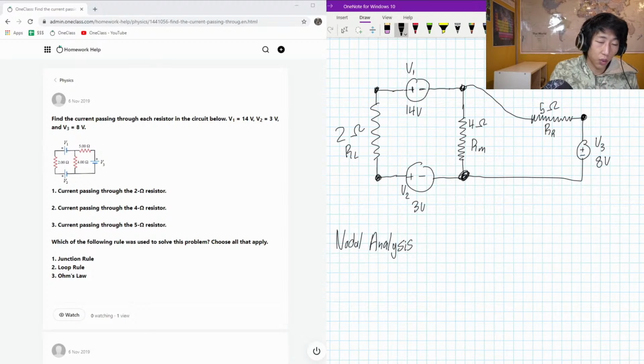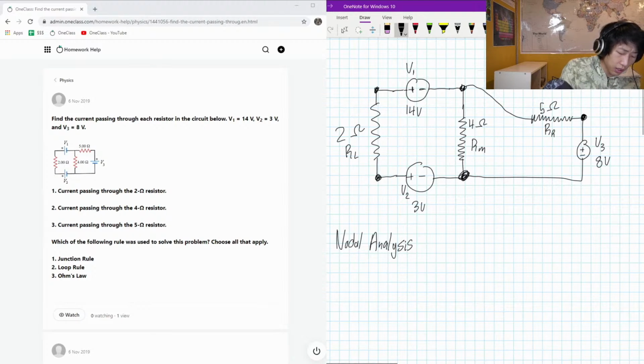Now we want to set one of these nodes to be our reference node, and we're going to try to find the voltage of all of these nodes. Once we find all of the voltages, we'll be able to find all of the currents. Okay, so we have 5 nodes in total. Now let's give them names.